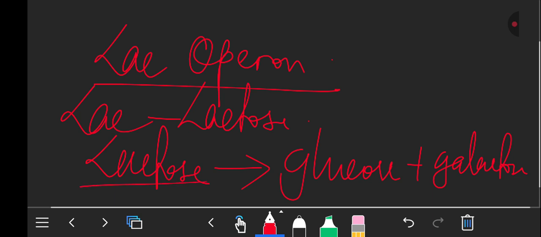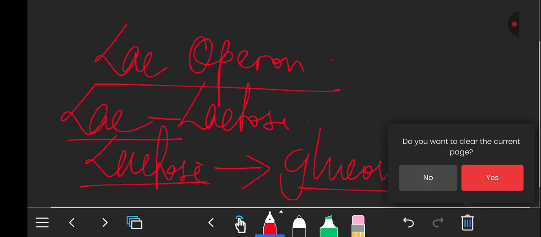So when you're talking about the Lac Operon, you're just talking about the group of genes that regulate the metabolism of what? Lactose. The group of genes that regulate the production or the metabolism or the breakdown of this lactose to form glucose and galactose. Now let's dive into it.